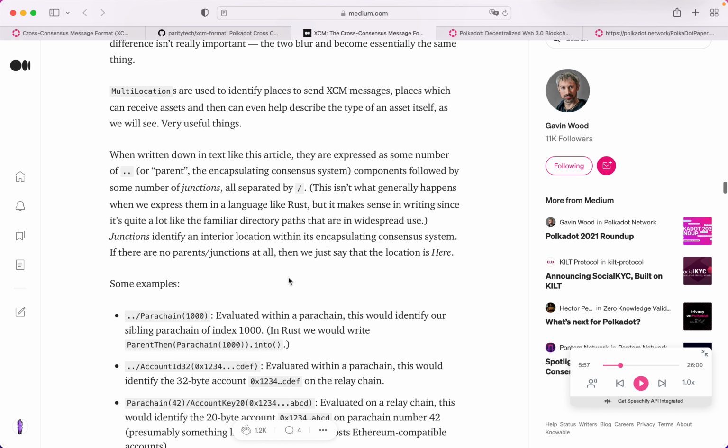When written down in text like this article, they are expressed as some number of parent, the encapsulating consensus system, components followed by some number of junctions, all separated by commas. This isn't what generally happens when we express them in a language like Rust, but it makes sense in writing since it's quite a lot like the familiar directory paths that are in widespread use. Junctions identify an interior location within its encapsulating consensus system. If there are no parent junctions at all, then we just say that the location is here.